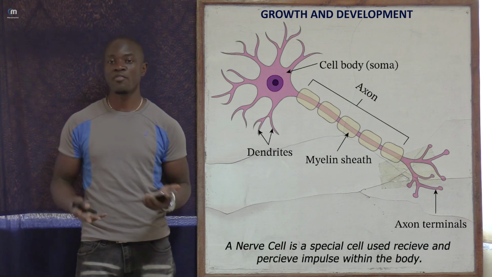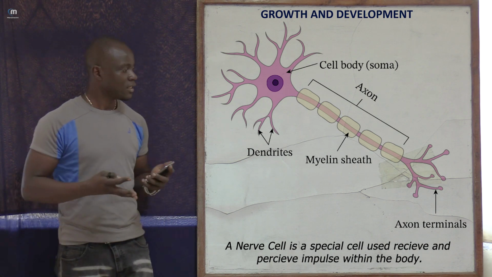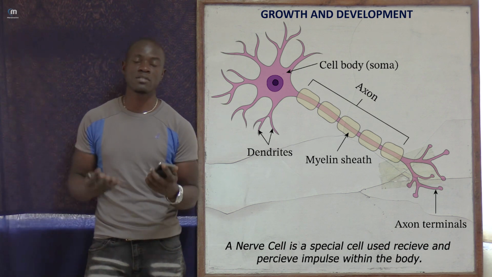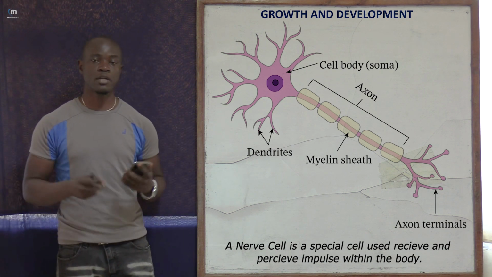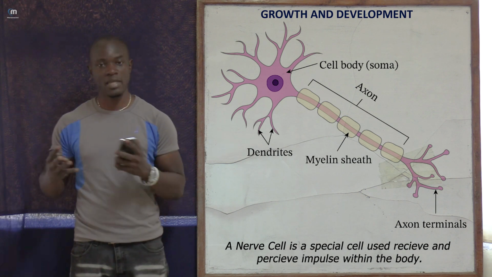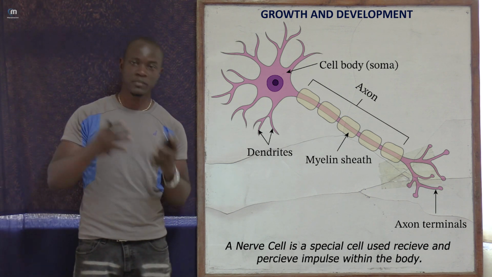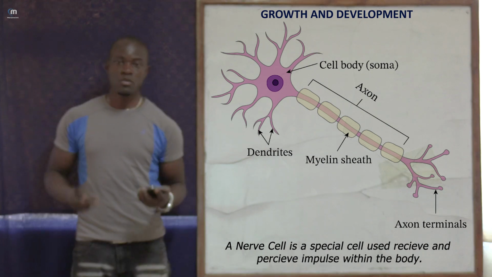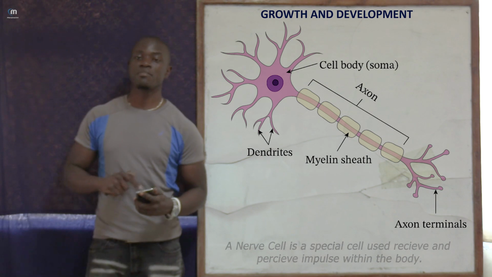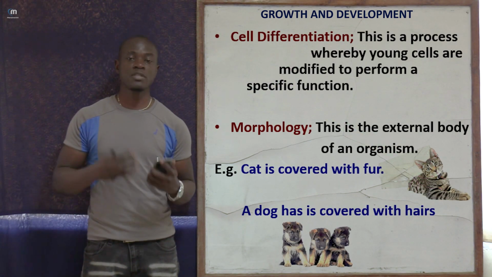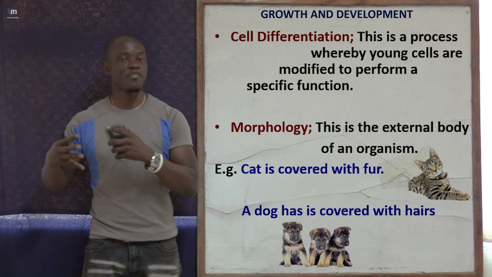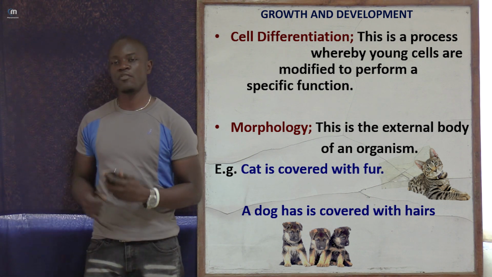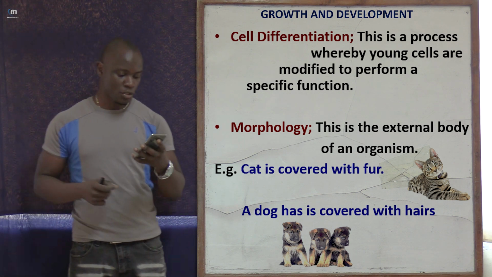Apart from that, we also have a nerve cell, which was a normal animal cell, but it develops the dendrites, the axons, and the myelin sheath in order to transmit impulses from one dendrite to the other. Apart from that, we have the ovum and many more. So remember, this point is asking about cell specialization or differentiation. This is the modification of a cell in order to perform a specific function. That is the definition of cell differentiation.